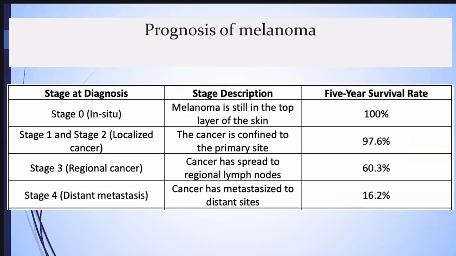So why am I pestering you with the stages? Because when it is in situ, when it is in stage 0, in the top layer alone, your 5-year survival rate, that is the chance that the patient will live for the next 5 years, is going to be 100%. Whereas in stage 1 and 2, in the epidermis, it is 97.6%. And down the ladder, if it is stage 4 distant metastasis, it is just 16.2%. That is, 16 in every 100 detected persons in stage 4 are going to cross this 5 years. Of course, we have a lot of new treatments, but this is the basic truth.